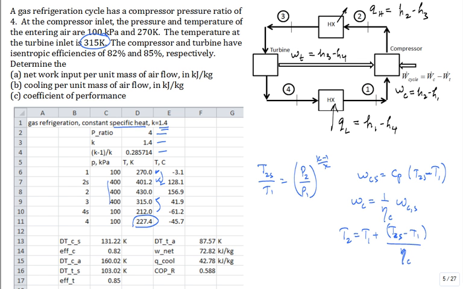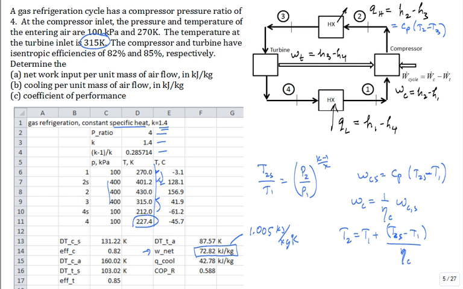Once I have all those, then these delta H's are C sub P times (T2 minus T3s), etc. So I calculate the work of the cycle, the net work here. I'm going to be using a constant specific heat. I believe it was 1.005 kilojoules per kilogram degrees K or degrees C, times those delta T's to get the net work.